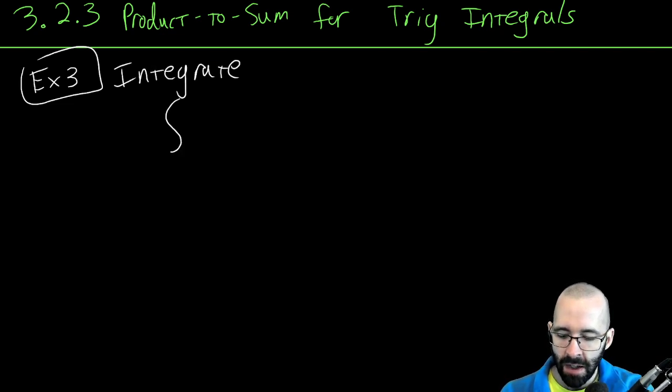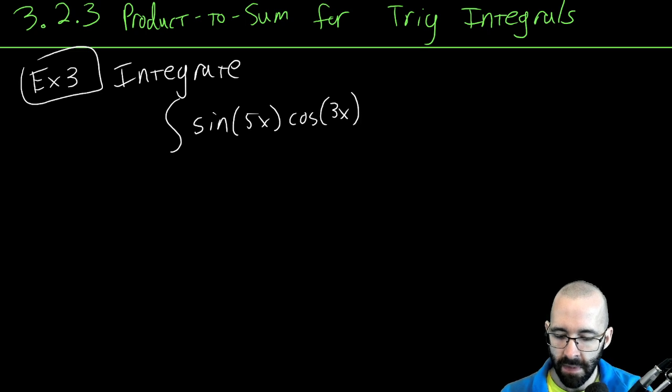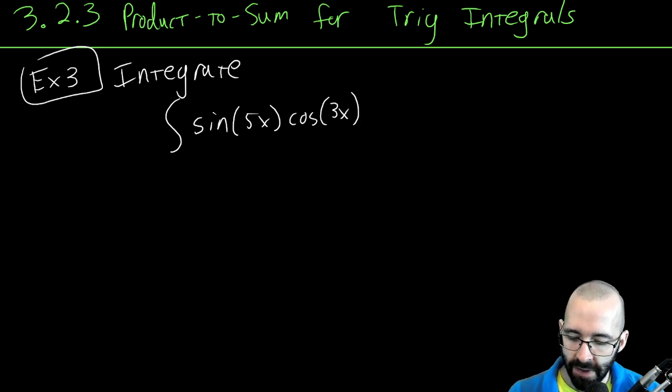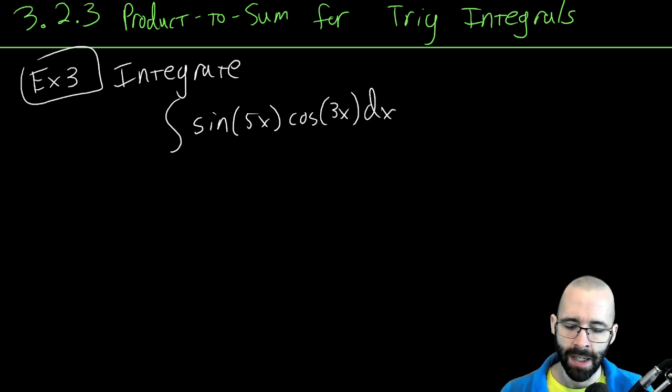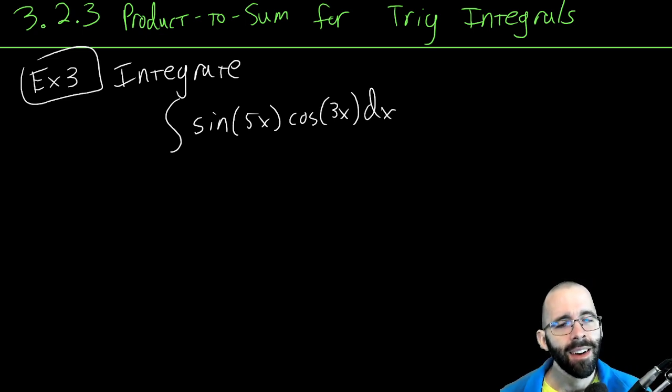So here you go. Integral of sine of 5x times cosine of 3x, dx. The dx is important. Otherwise, this integral becomes much easier. Now, this is harder and more complicated than we think it should be.